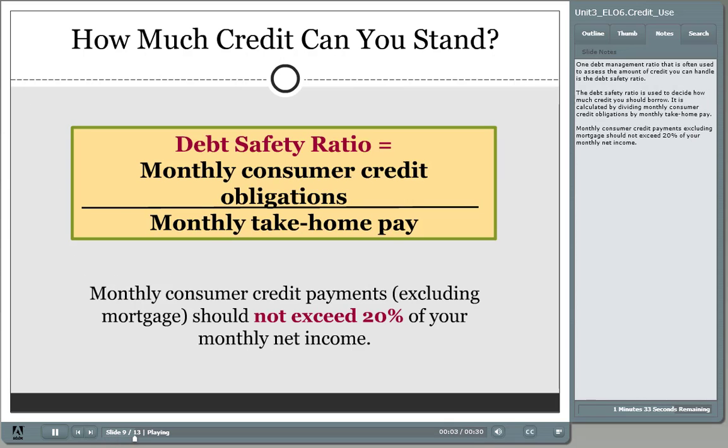One debt management ratio that is often used to assess the amount of credit you can handle is the debt safety ratio. The debt safety ratio is used to decide how much credit you should borrow. It is calculated by dividing monthly consumer credit obligations by monthly take-home pay. Monthly consumer credit payments, excluding mortgage, should not exceed 20% of your monthly net income.